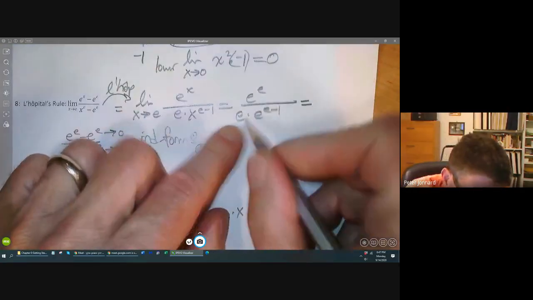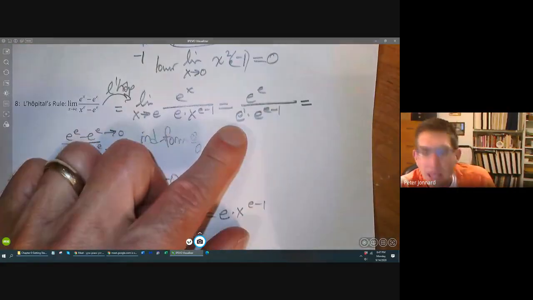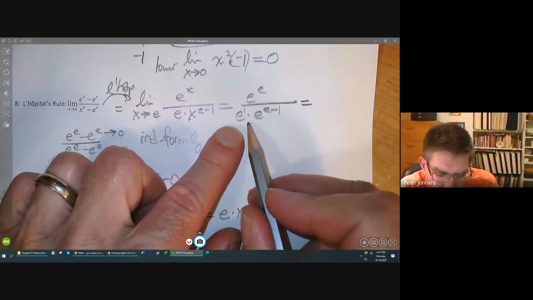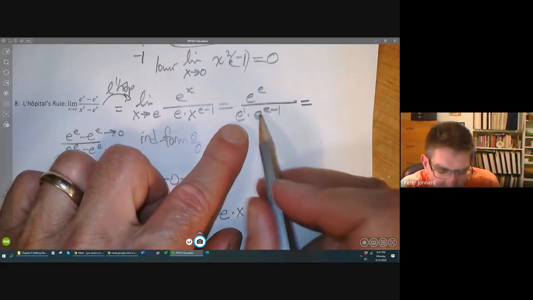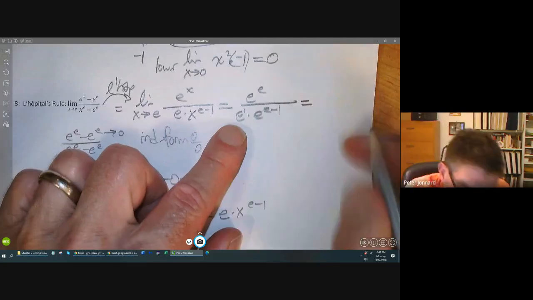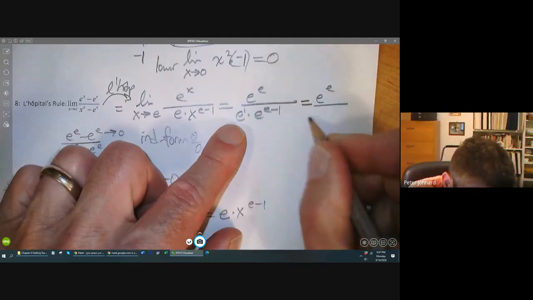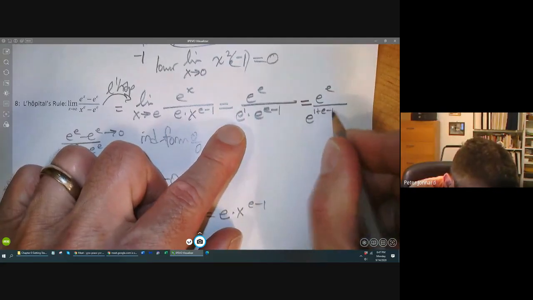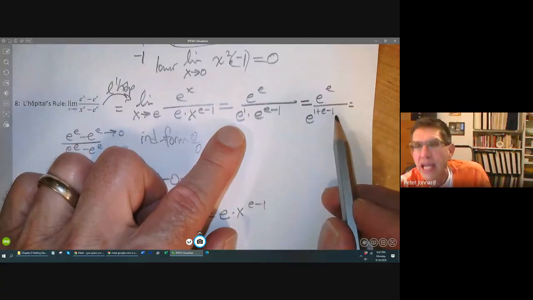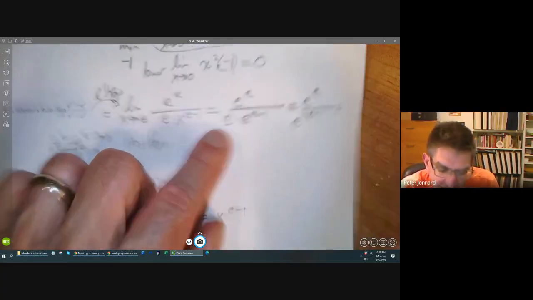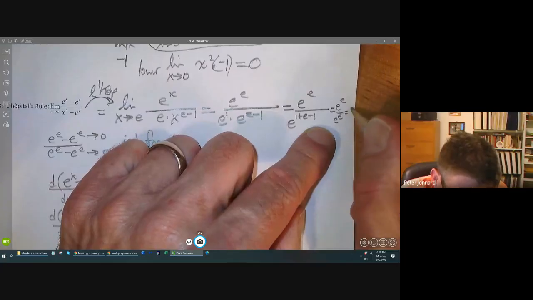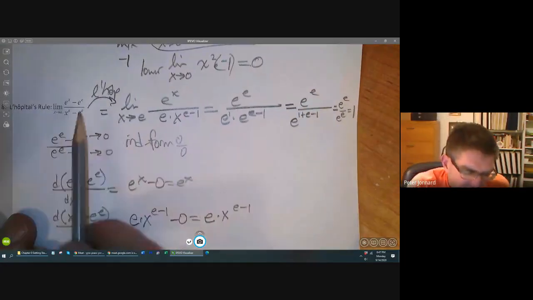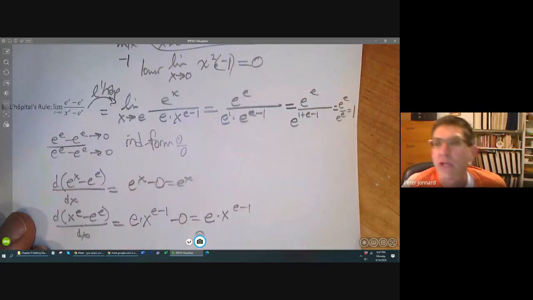Notice that e by itself is just e to the 1. And the rules of exponents would say if you have the same base, you add the exponents. So you'd have 1 plus e minus 1. But think about that, e to the 1 plus e minus 1. Well, wait a minute, the ones cancel, and you end up with e to the e over e to the e, which is just 1. And so this limit, that complicated looking thing there, is simply equal to 1.